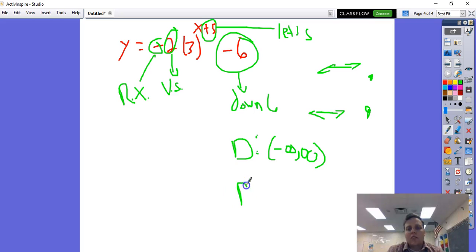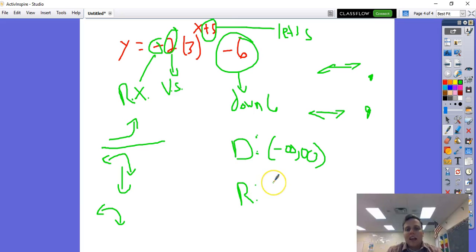Now let's talk about your range. Your range is usually 0 to infinity. But since you have a reflection, it's now negative infinity to 0. Because remember, we usually look something like this, but since we reflected, now we're going to look something like this. And then what else happens? I vertically stretch, but does that affect your range? No. But I also move down 6. So now, instead of being up here, I'm actually down here. So my range is not negative infinity to 0, it's negative infinity to -6.